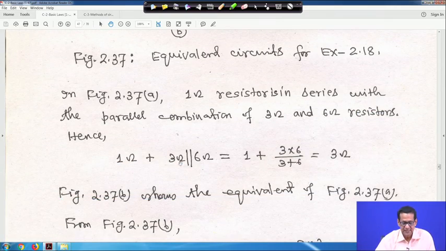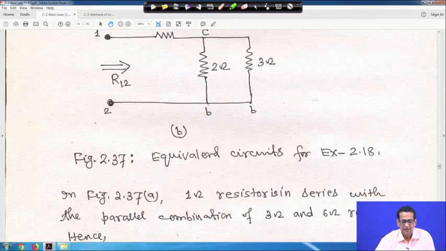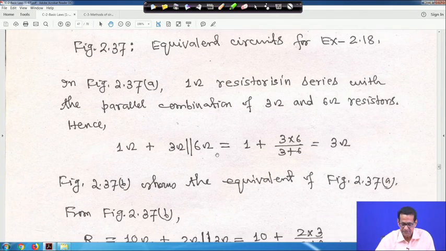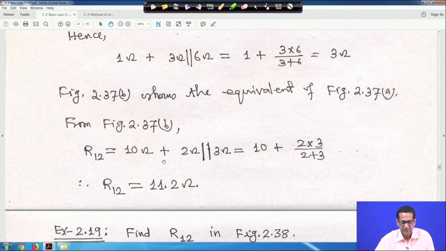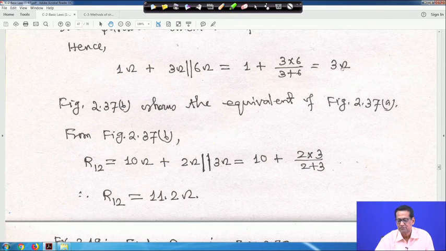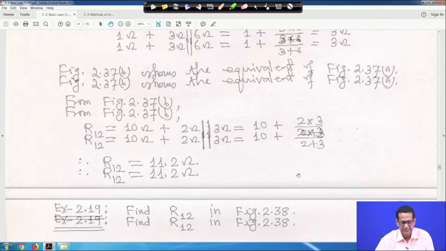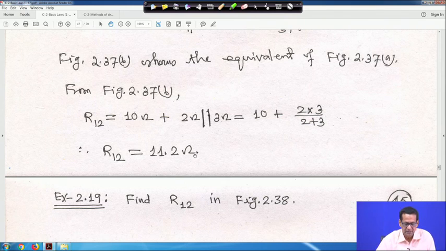This is already 3 ohm, I told you how we are calculating it. Now 10 ohm plus 2 and 3 in parallel, all these things I have told you, the 3 ohm equivalent. So this is 10 plus 2 and 3 in parallel, so 10 plus 2 into 3 upon 2 plus 3, it comes to 11.2 ohm. This is the answer. Hope things are understandable to you.